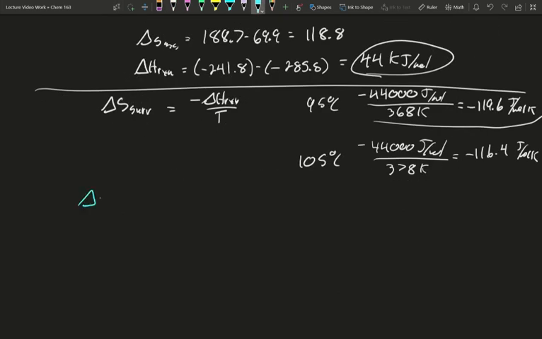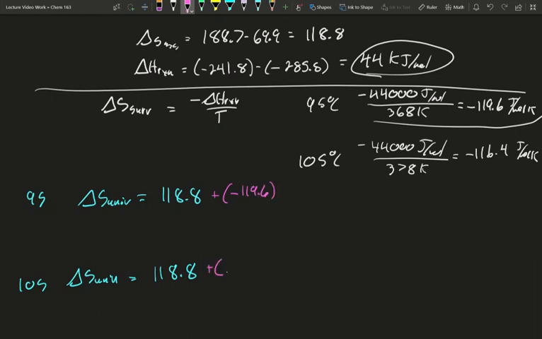Plug both these in for the delta S of the universe at 95 versus 105. Well, the S value for our system was the same. It was 118.8. However, the delta S of the surroundings was different. Plus negative 119.6 versus plus negative 116.4. This gives us negative 0.8 joules per mole Kelvin versus positive 2.4 joules per mole Kelvin.